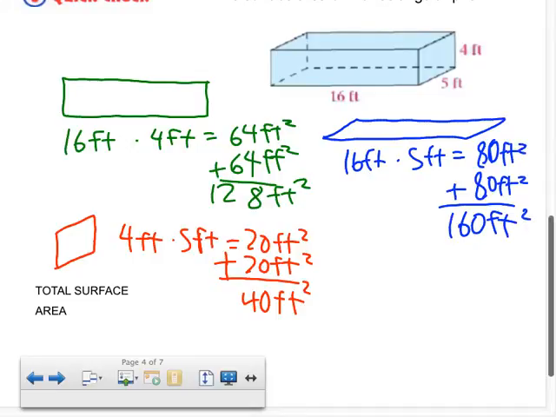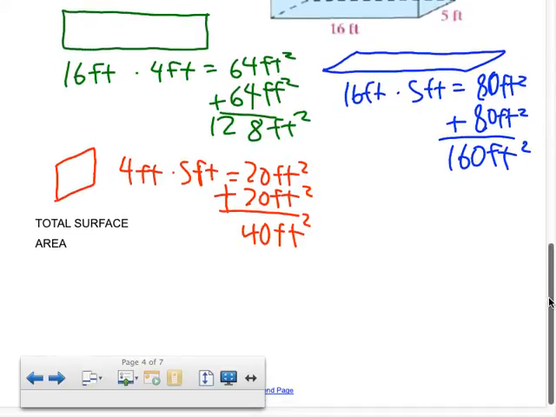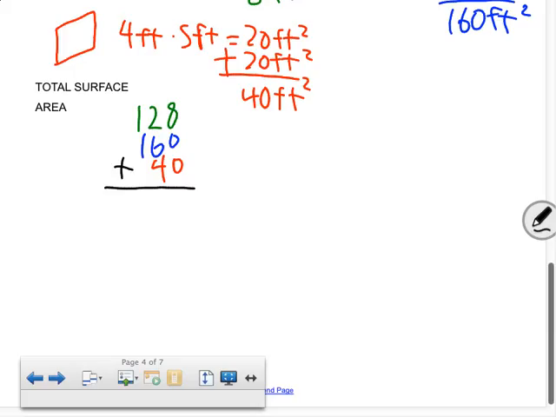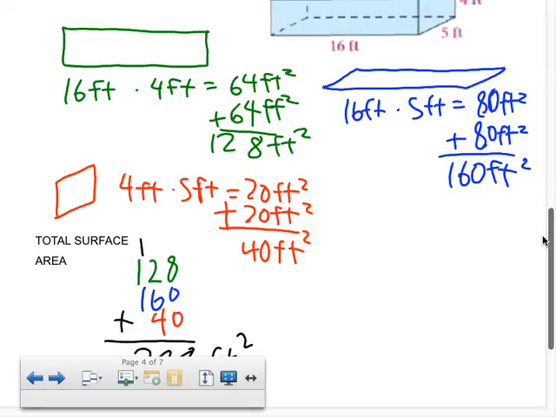So what's the total surface area going to be then? 328 feet. You're going to take the two faces, 128, 160, and then 40 feet. And when we add all that up, 328 feet squared. Okay. So, any questions about that one? Surface area. Are we good?